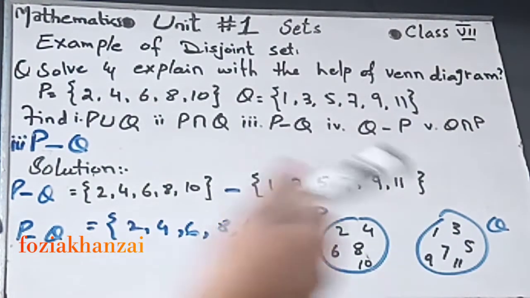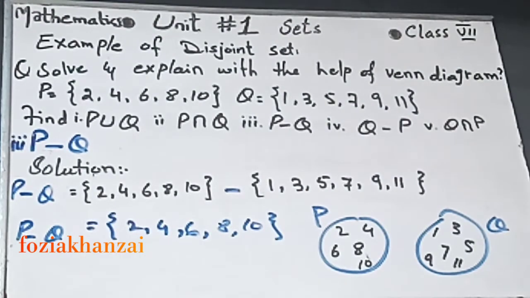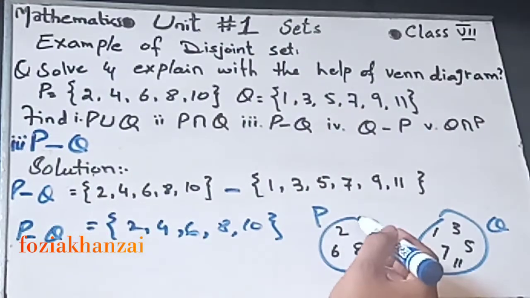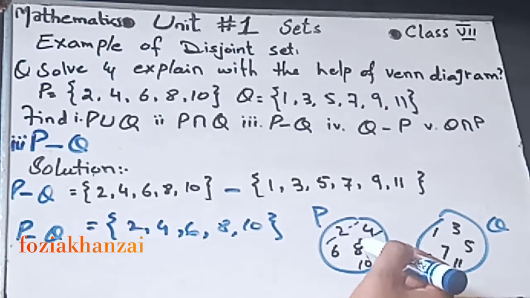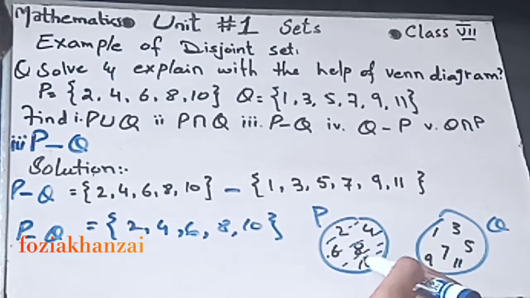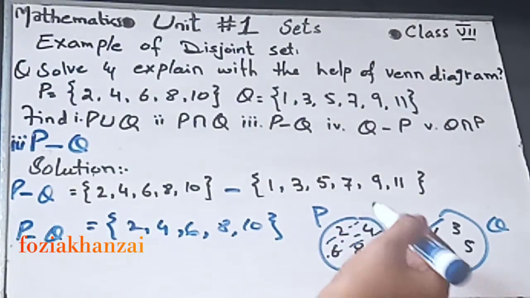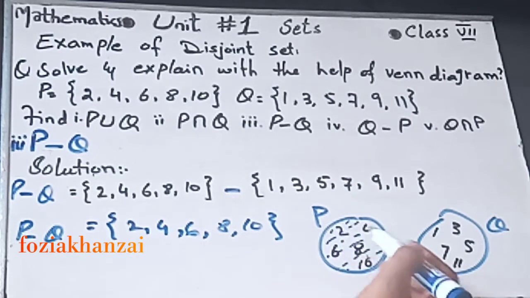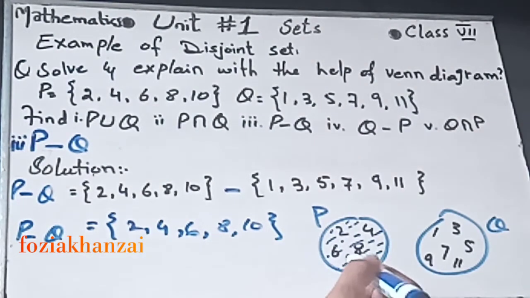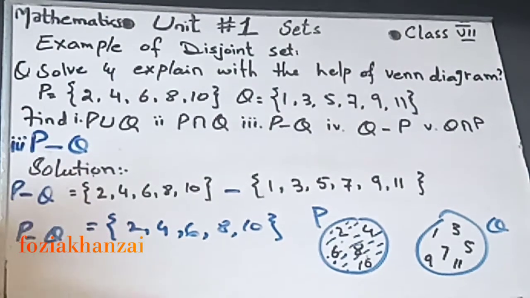First set P, second set Q. Now show the answer. The answer is this one, 2, 4, 6, 8, 10. It's up to you, draw a vertical line or horizontal line, or shade it with blue color or any light color. Okay, so the shaded part shows your answer. Finish third part. Now we start the next.